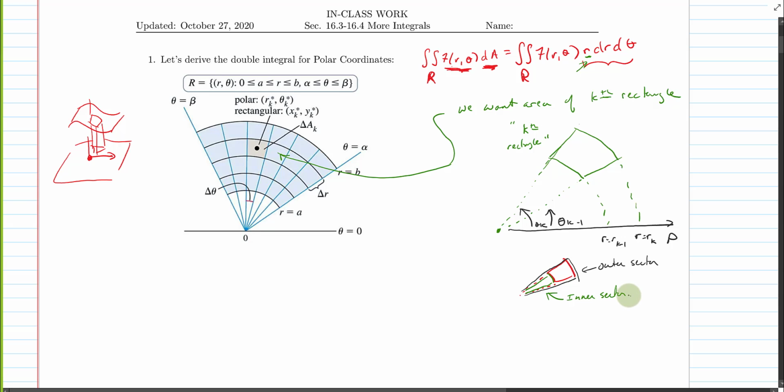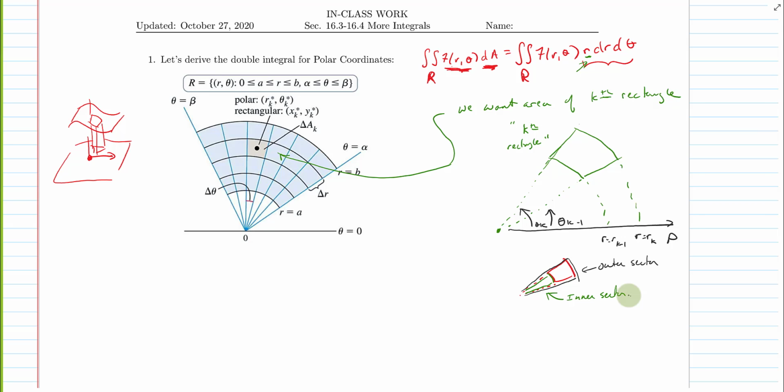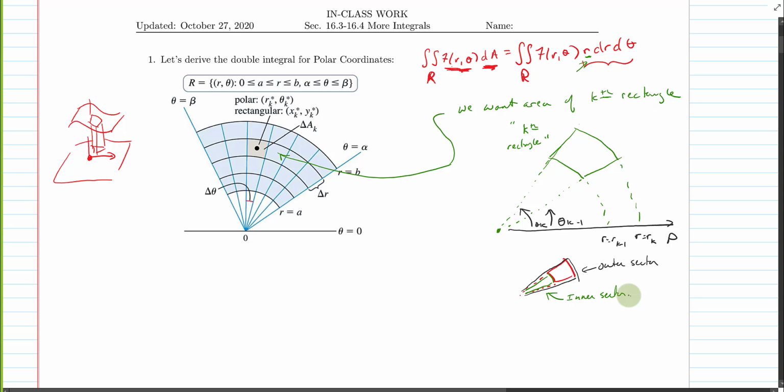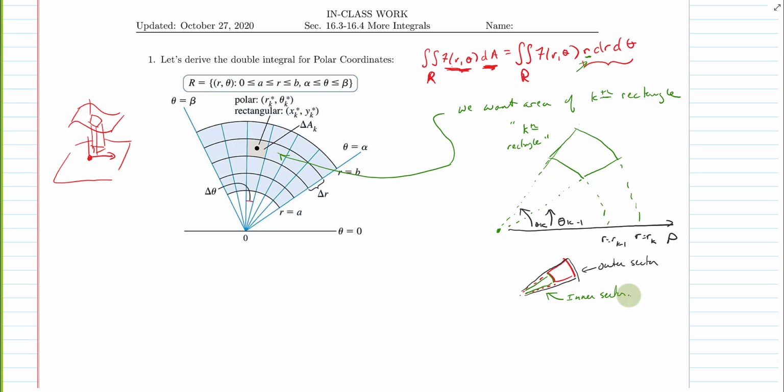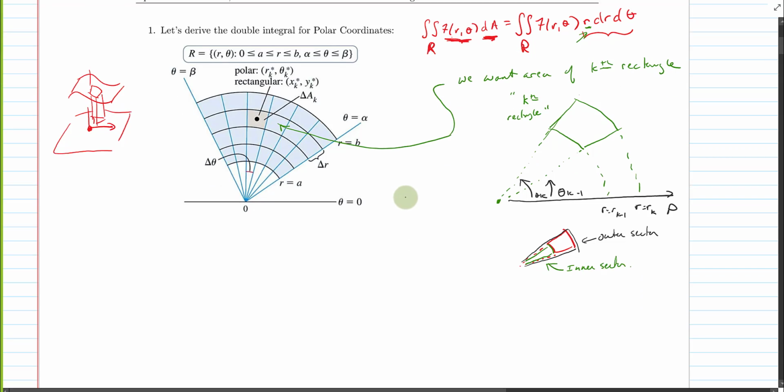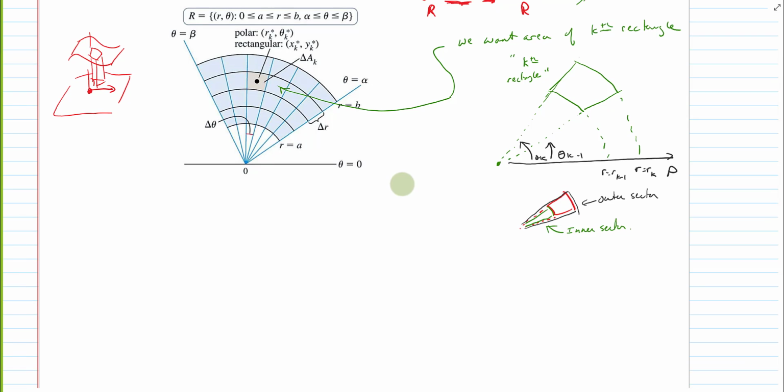So rather than trying to calculate a rectangle, we're going to calculate the area of the outer sector and subtract from that the area of the inner sector. We'll do that in just a second, but the next thing I want to talk about is, once we've got the area of the kth rectangle, how are we going to develop our notion of net volume over this? So let's jump there first.